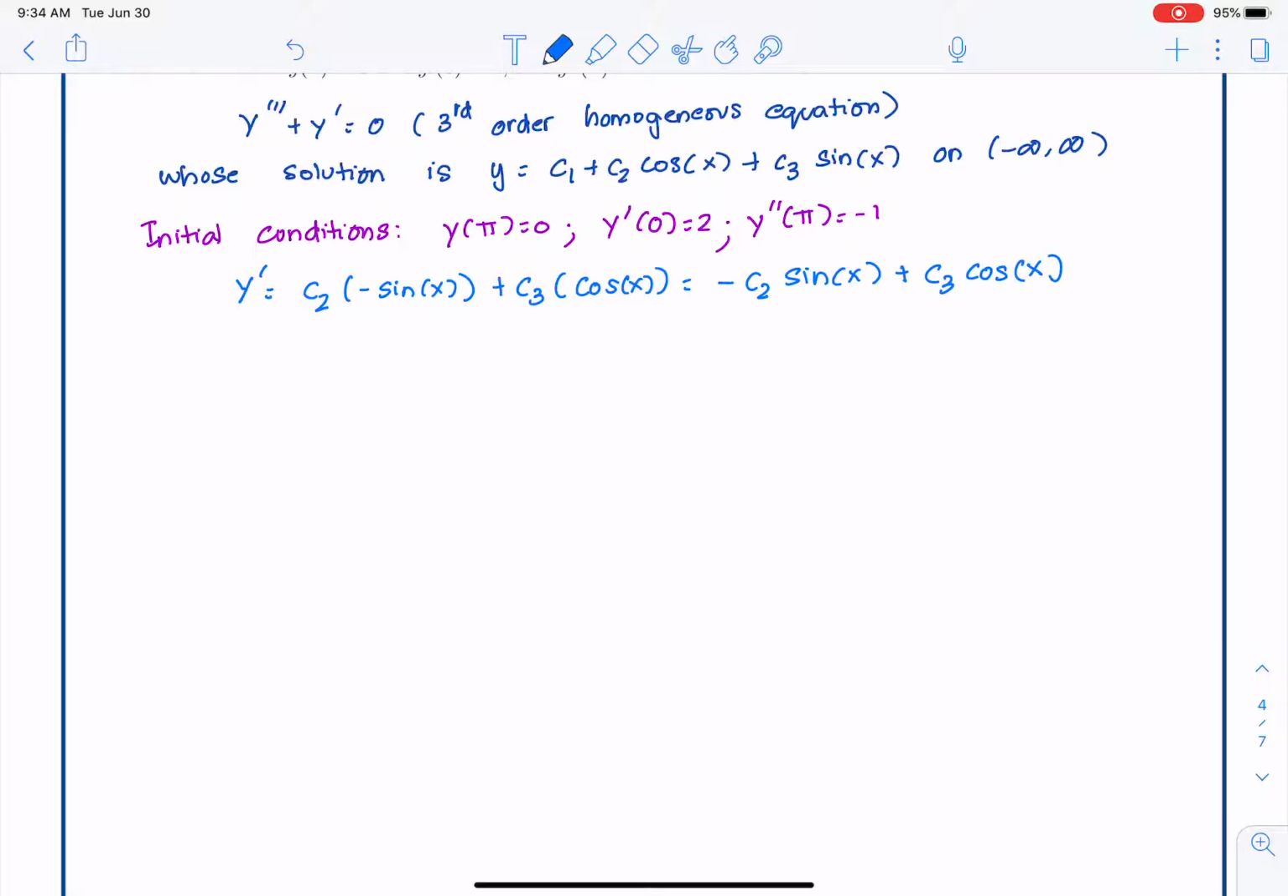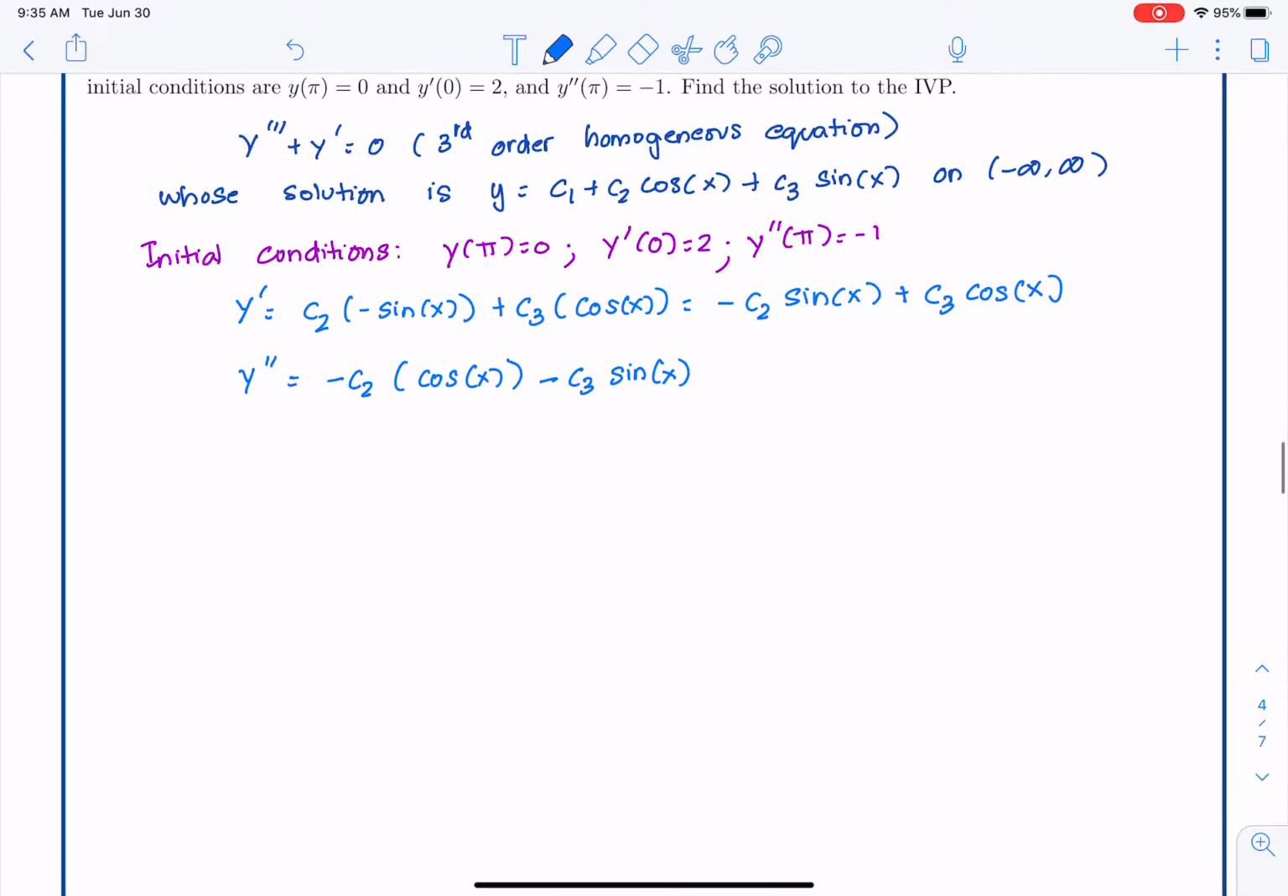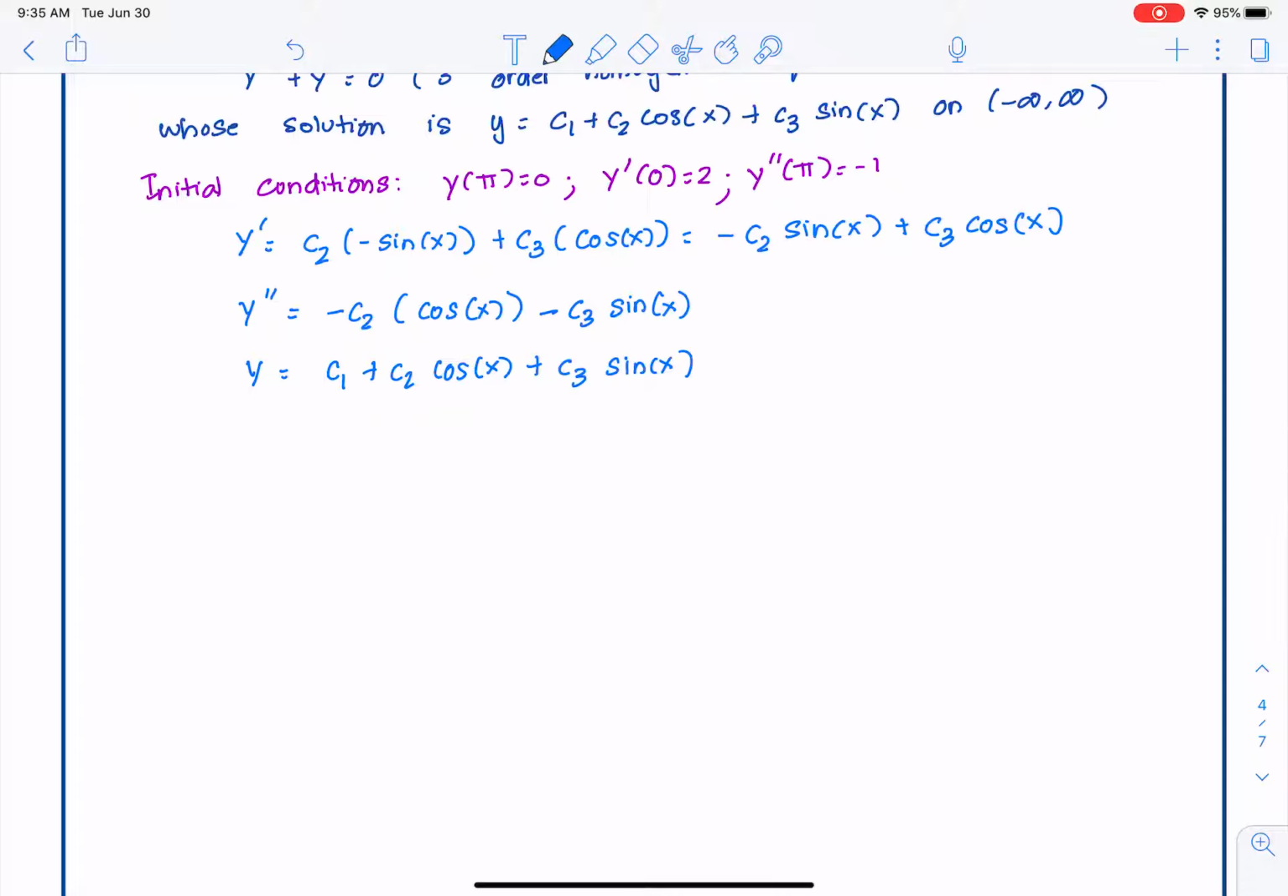Now we've got to find the second derivative. Negative c2, derivative of sine x is cosine x. Derivative of cosine x is negative sine x, so we have negative c3 times sine x. So that would be the second derivative. And y is given in the problem itself, and y is simply c1 plus c2 cosine x plus c3 sine x.